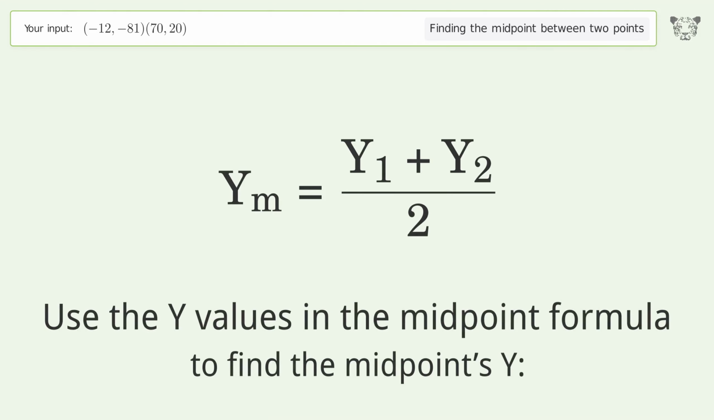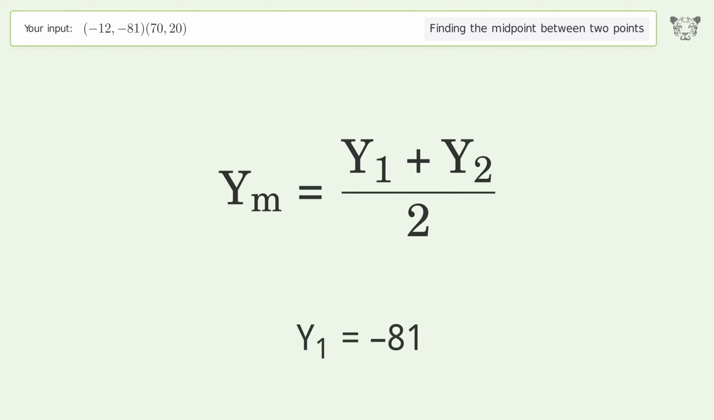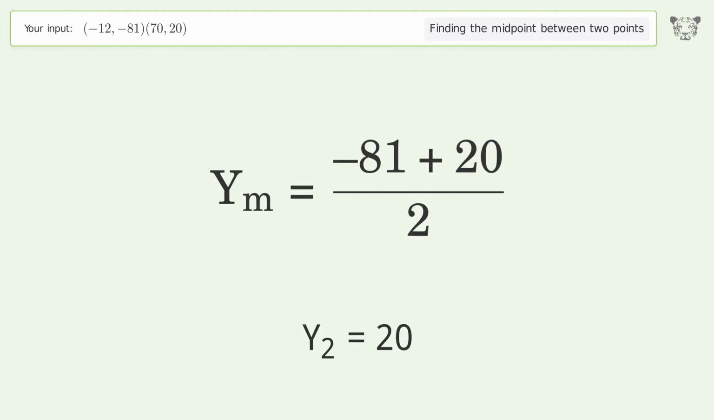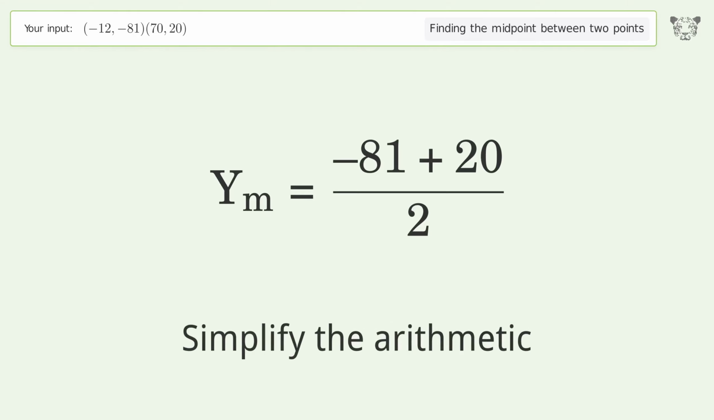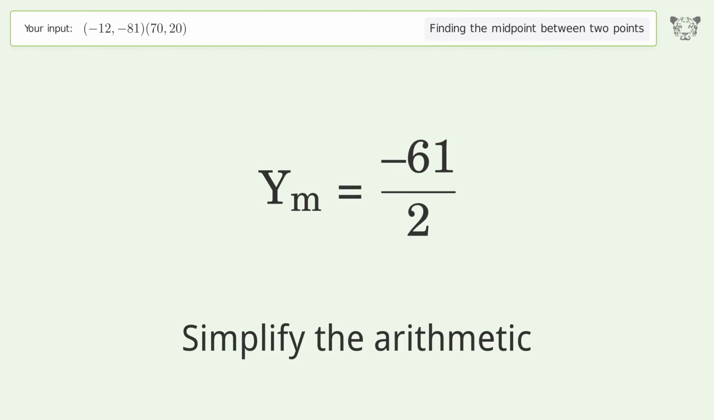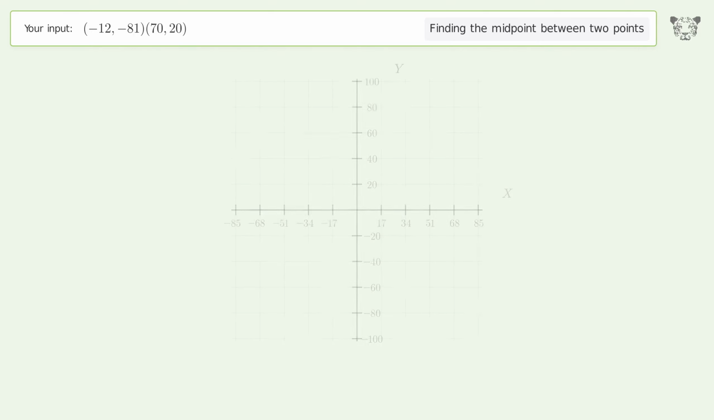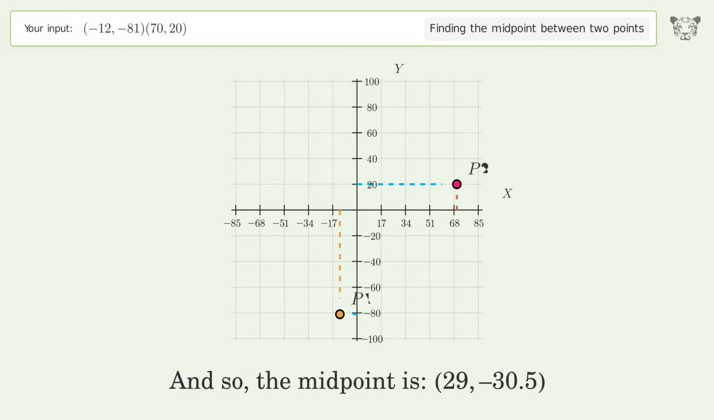Use the y values in the midpoint formula to find the midpoint's y. y1 equals negative 81. y2 equals 20. Simplify the arithmetic. And so, the midpoint is 29, negative 30.5.